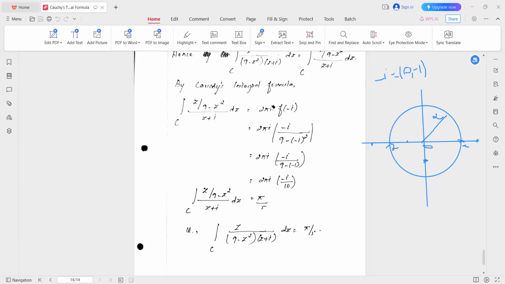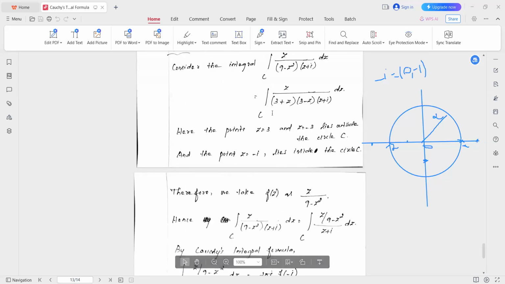Or else what you have to do is split this into three parts by partial fractions. Then again you have to evaluate the integral one by one, and check whether each point lies inside or outside, and whether you have to apply Cauchy's theorem or Cauchy's integral formula. But instead of doing the partial fraction, you can directly apply Cauchy's integral formula by taking 9 minus z square into the numerator part.